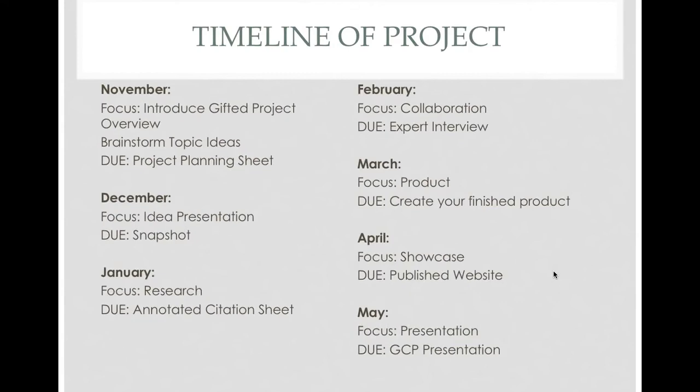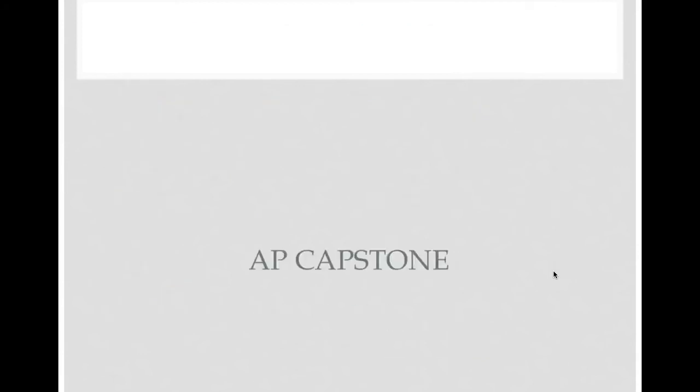So, and this is the way the timeline works. Like I said, they introduce it in November, and it goes all the way till May. And so kids are getting checklists or checkpoints all throughout to make sure that they're where they need to be.